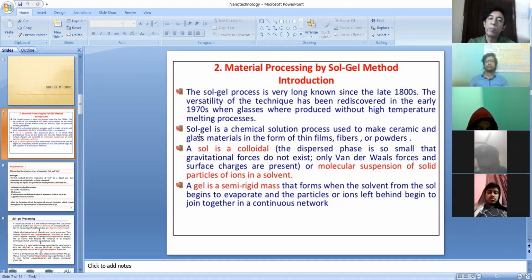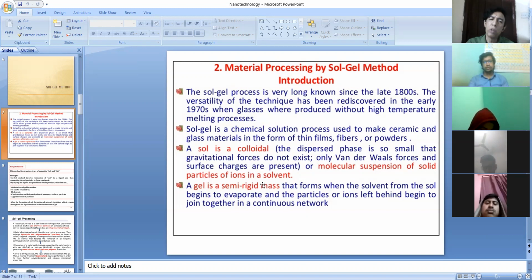So what is the sol-gel process? The sol-gel process is a chemical solution process used to make ceramic and glass materials in the form of thin films, fibers, or powders. By the sol-gel method, you can make a thin film. I have told you what a thin film is. It is a two-dimensional nanomaterial, length and breadth. It is not nano, but the width is nano. It is a 2D nanomaterial. We call it a quantum well.